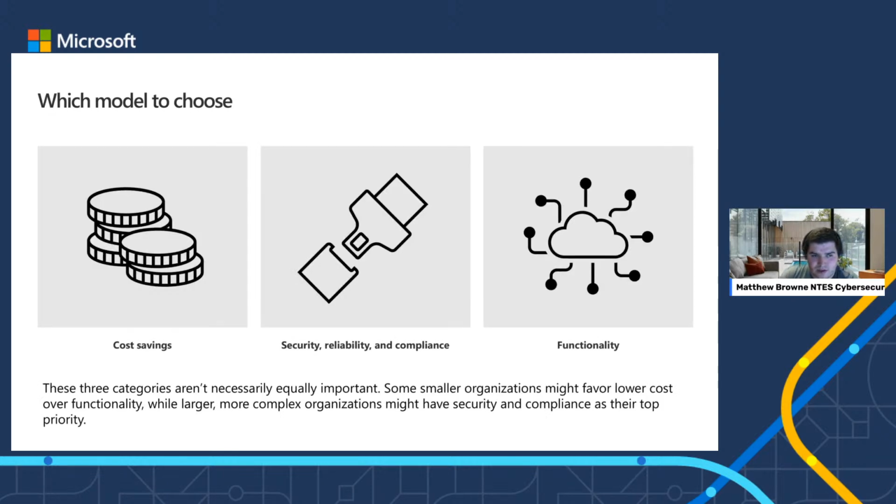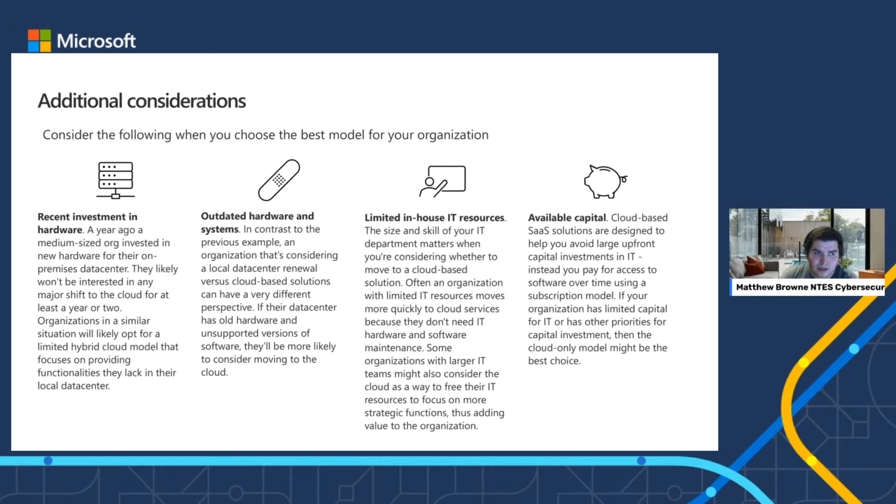So realistically, as Frank said earlier, it's cost savings, it's reliability and compliance, and it's functionality. Depending on what you want to do, you're either going to go with a hybrid, a cloud, or just an on-prem. One of the three. It depends on what management are looking for. It depends on what the client wants. It depends on what the real life scenario says.